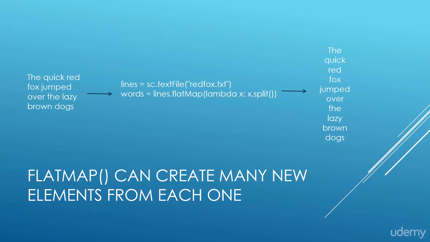Now, in contrast, flatmap has the ability to blow out an RDD into multiple entries, elements from each individual source one. So you can end up with an RDD that has more elements than you started with when you use flatmap. So as an example, let's see how that works.